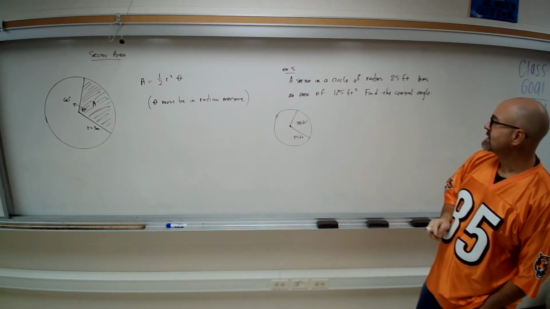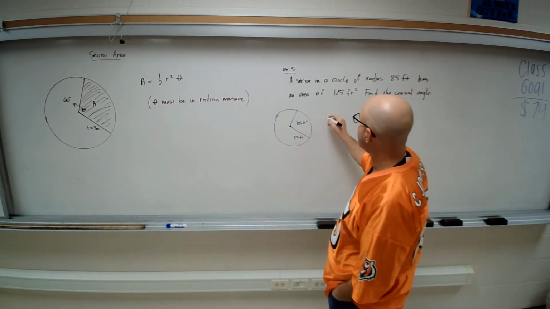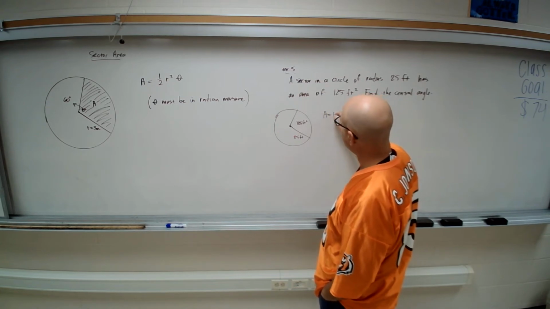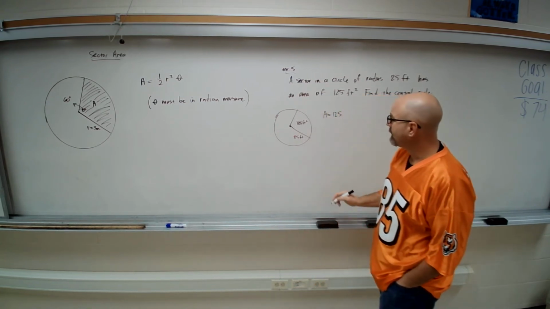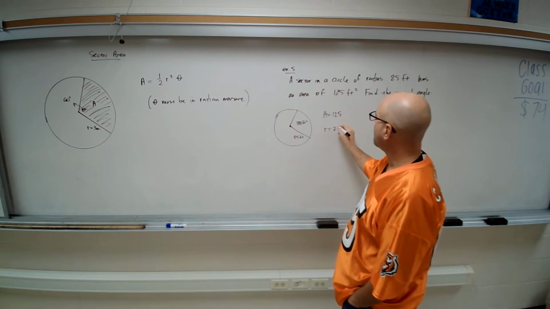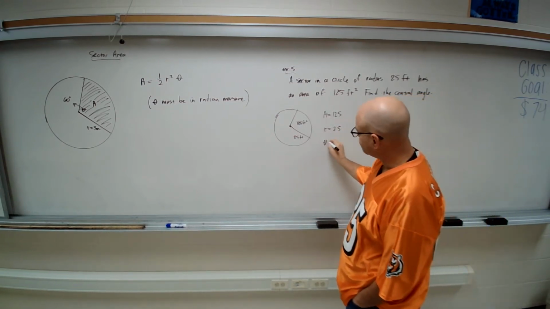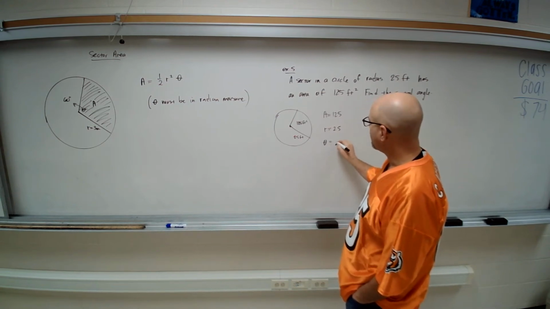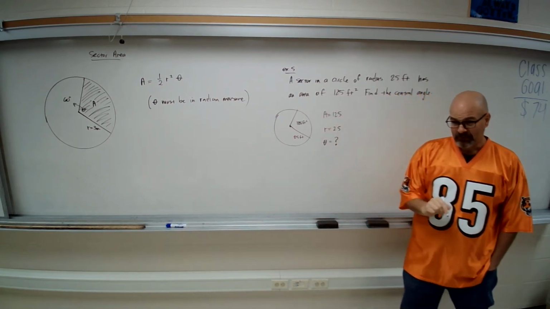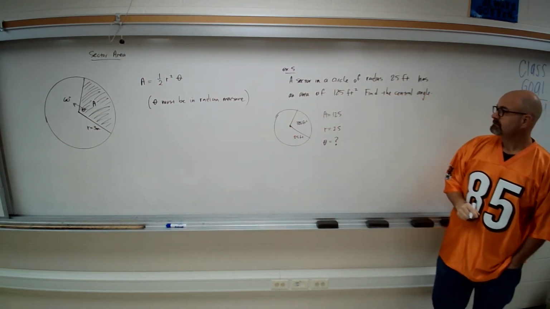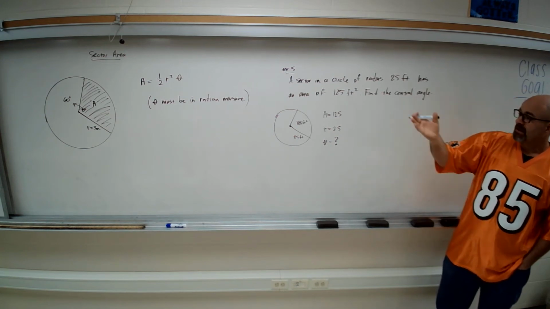As we look at this, the area A is going to be 125. I'll leave units off for now. Then r would be 25, and our unknown is theta, which is our central angle. Let's indicate that with a question mark. So then we can use this formula.